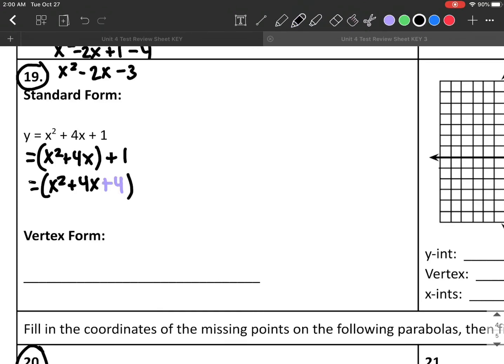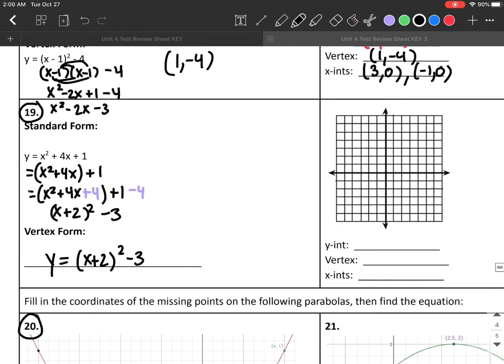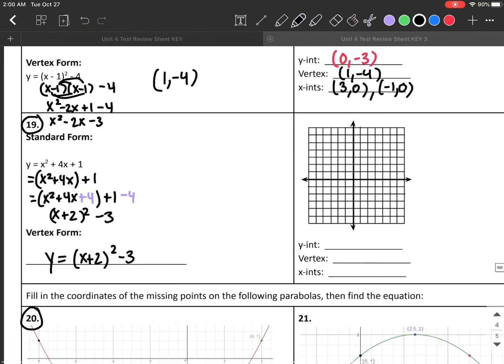So I'm adding 4 inside of the parentheses, which means to keep the equation balanced, I need to subtract 4 on the outside. This factors inside of the parentheses to be x plus 2 squared. On the outside, I have minus 3. So vertex form is y is equal to (x plus 2) squared minus 3.